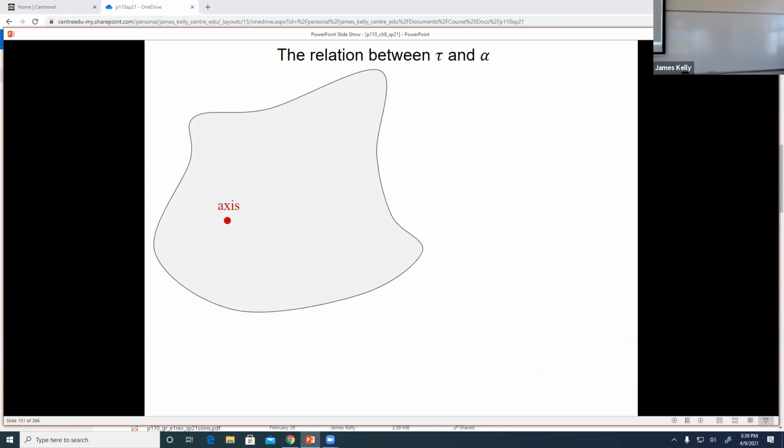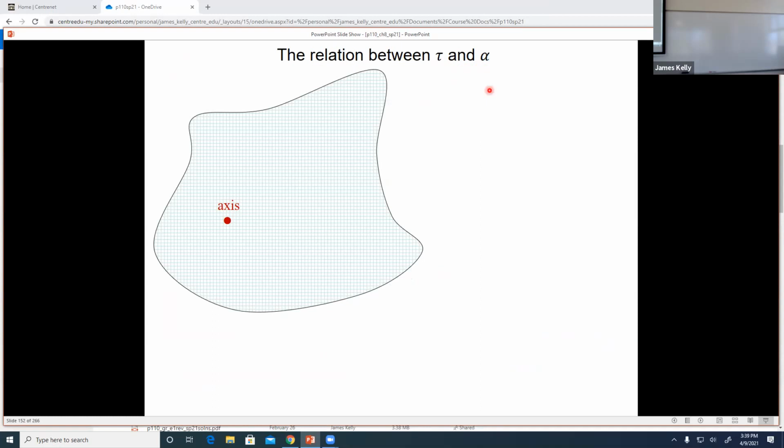Now, we're going to develop the F equals ma of rotational motion, right? Just like torque is the analogy to force, but for rotational motion, alpha is the analogy to acceleration. And so just like there's a relationship between F and a, there's a relationship between torque and alpha. And that's what we're going to try to figure out right now.